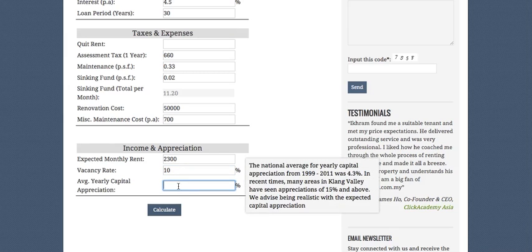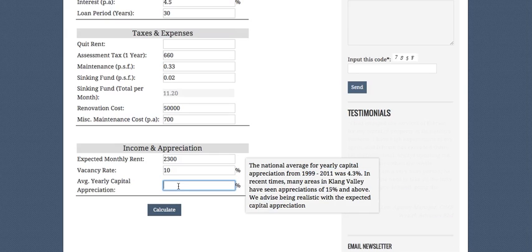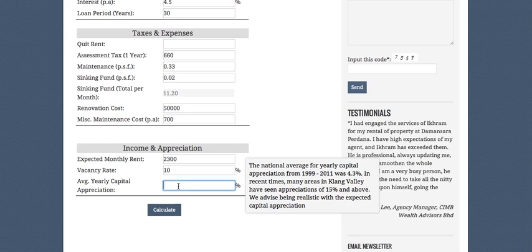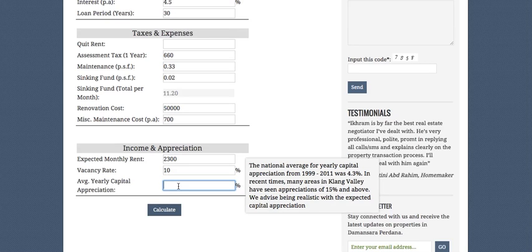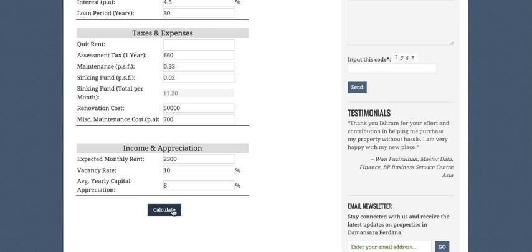The average yearly capital appreciation is how much I expect the value of the property to go up every year. Regalia has been, over the last 5 years, increasing at a rate of 11.6%, but I'm going to be conservative and I'm going to say I expect an 8% capital appreciation every year. Now, let's calculate this.